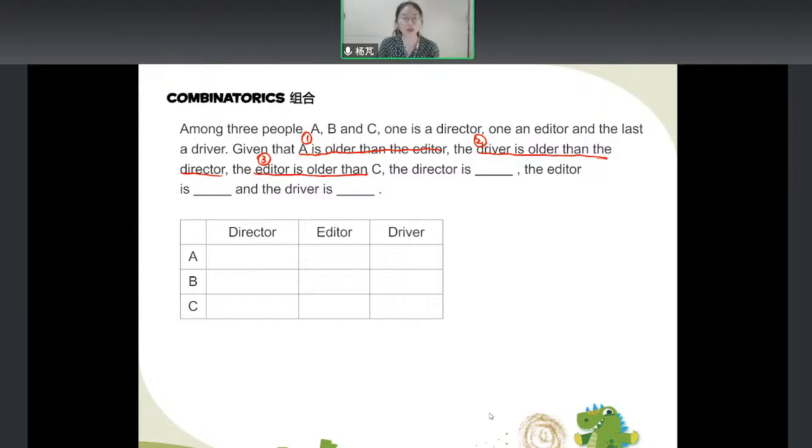Okay, so if you have the paper, you can draw out the table to find out what job they do. I think the easiest one is who is the editor. Okay, if you find the editor, please tell me in the chat box here. Who is the editor? A or B or C? This is the first thing we can solve.